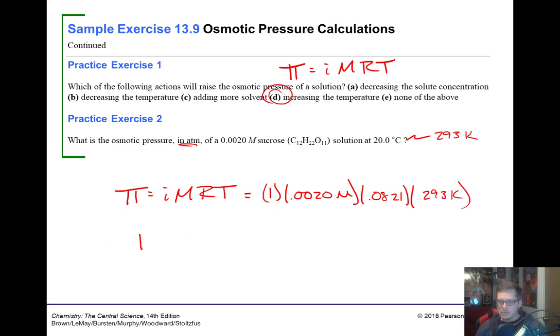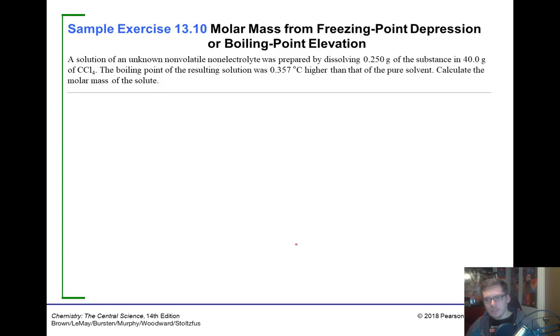Okay. All right, so the osmotic pressure is equal to 0.002 times 0.0821 times 293. And so our osmotic pressure would be equal to 0.048. How many sig figs? Two sig figs, 0.048, and the units are pressure, so it'd just be atmospheres. Okay, not too bad.